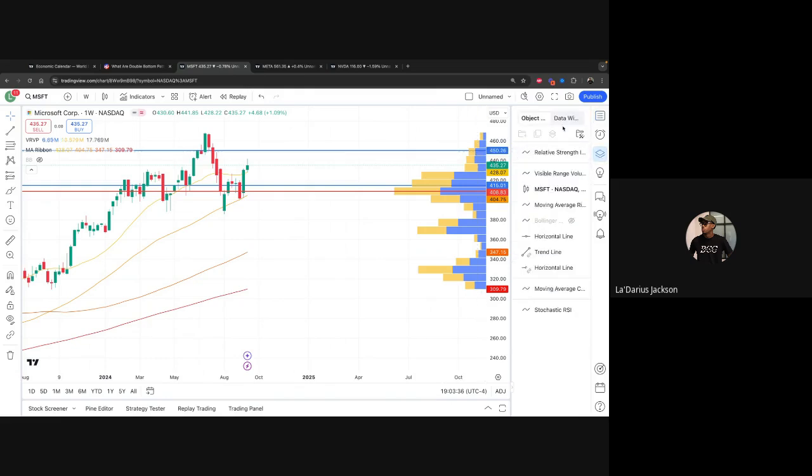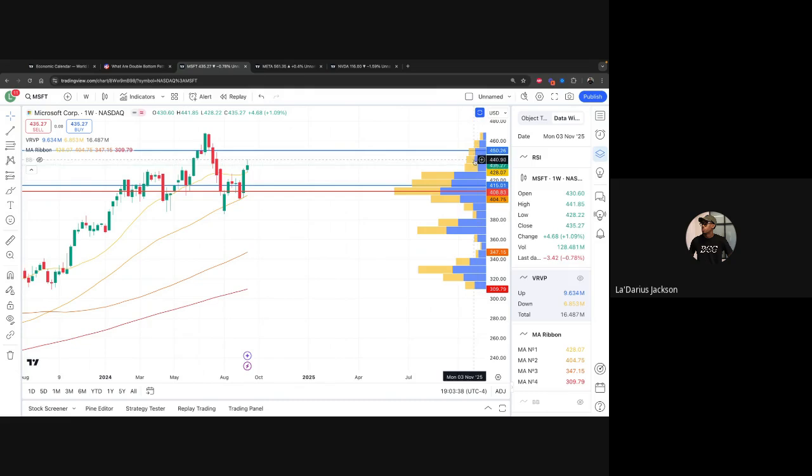If we just look at the data window and we hover over this price point at about 440, how many buys or sales are sitting at 440 when we look in this area on the VRVP? We look there, we see we got 9 million up versus 6 million down. So it's more people waiting to buy at this level.